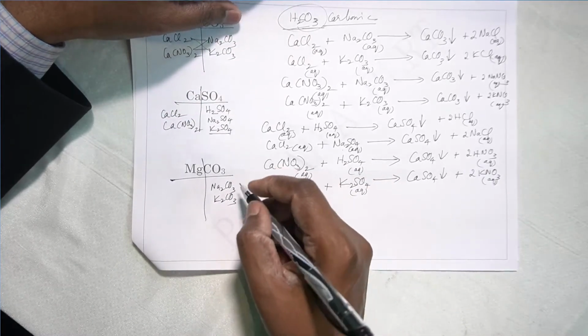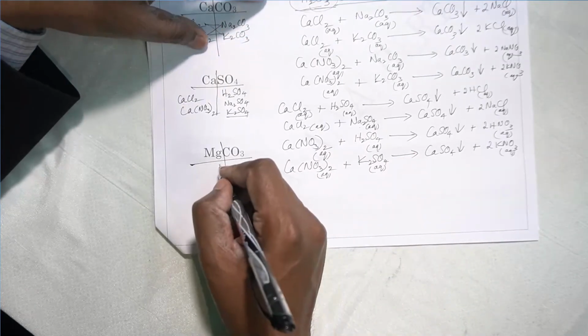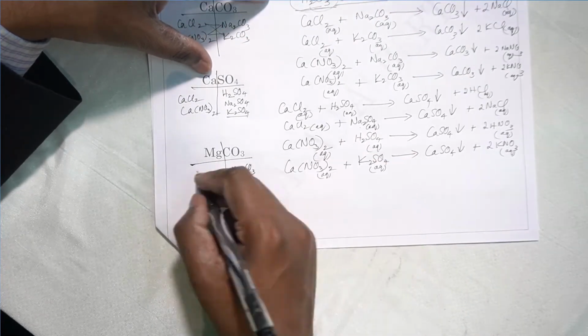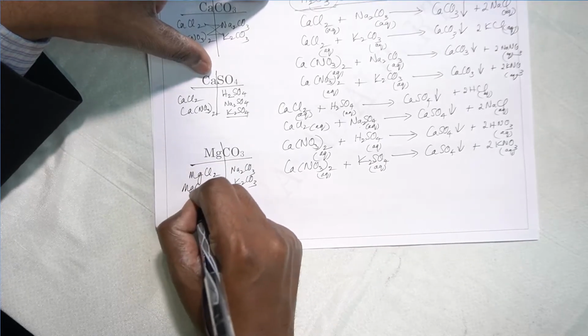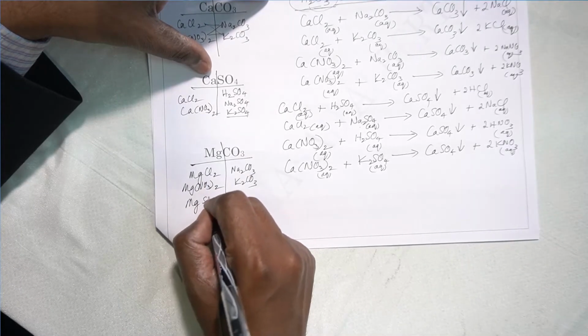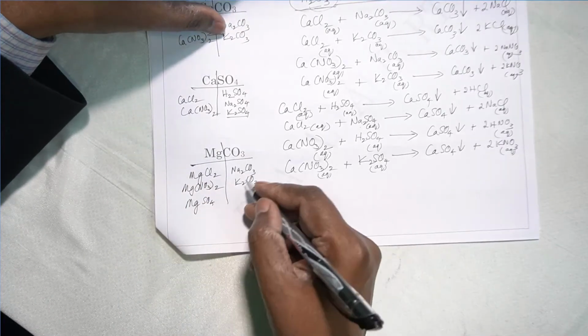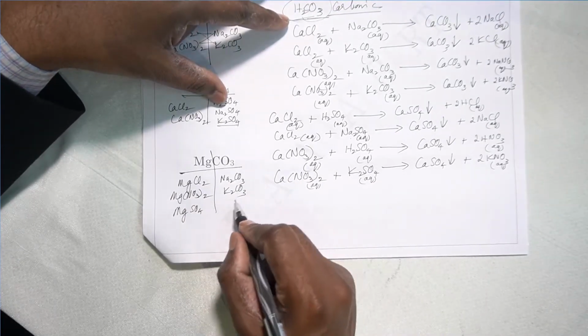Now no need of carbonic acid, we cannot use carbonic acid, I already mentioned that. Now for magnesium ion, what are the soluble compounds available? MgCl2 is soluble, Mg(NO3)2 is soluble, MgSO4 is also soluble. So 3 and 2. Okay, so I will write only with Na2CO3 now.